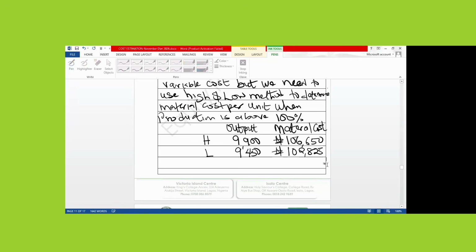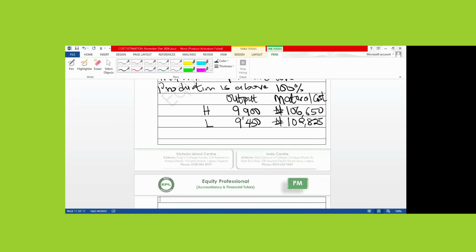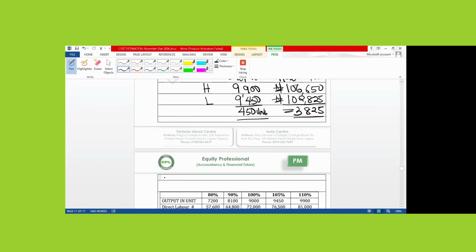Now look for differences in output level: 450 units. Differences in material cost: 3,825. Now get variable material cost per unit: 8.5, 8 naira 50 kobo per unit.